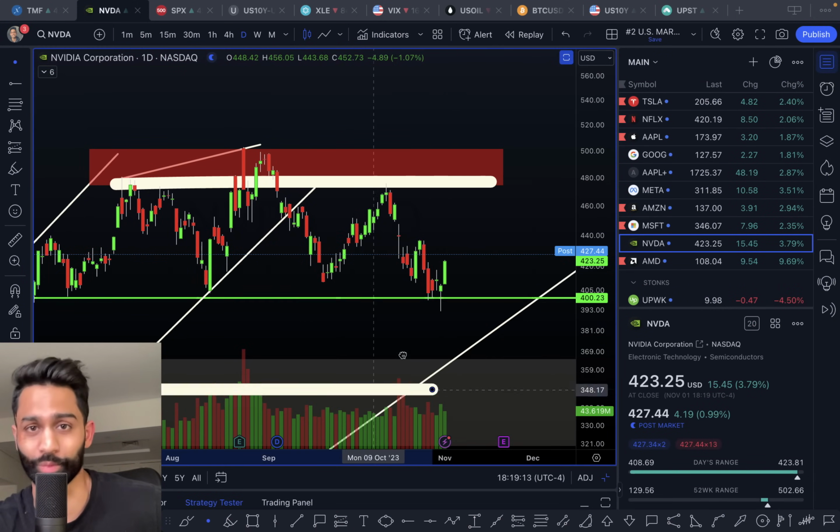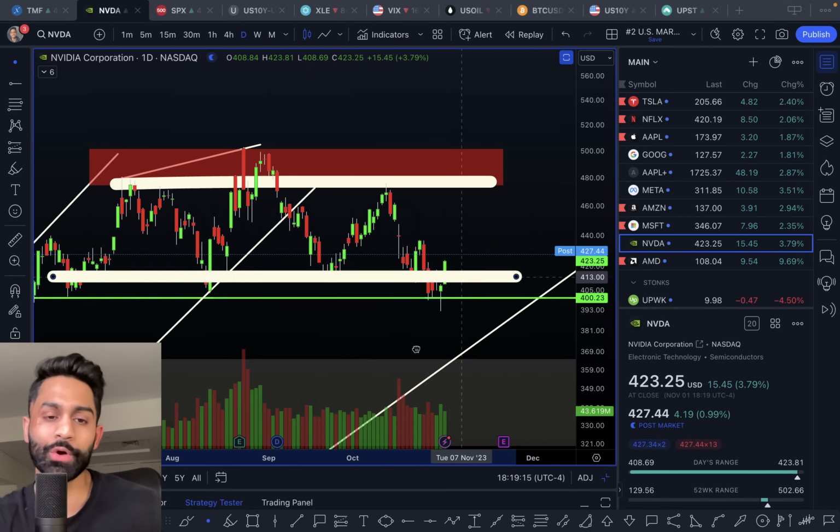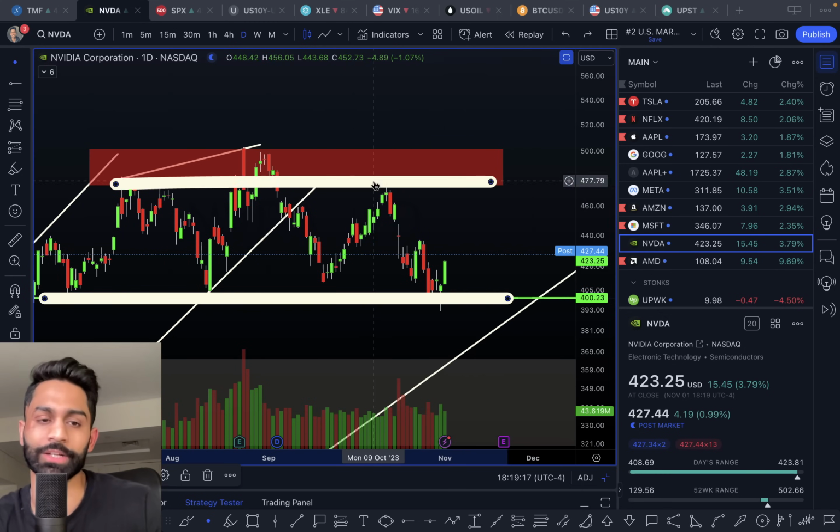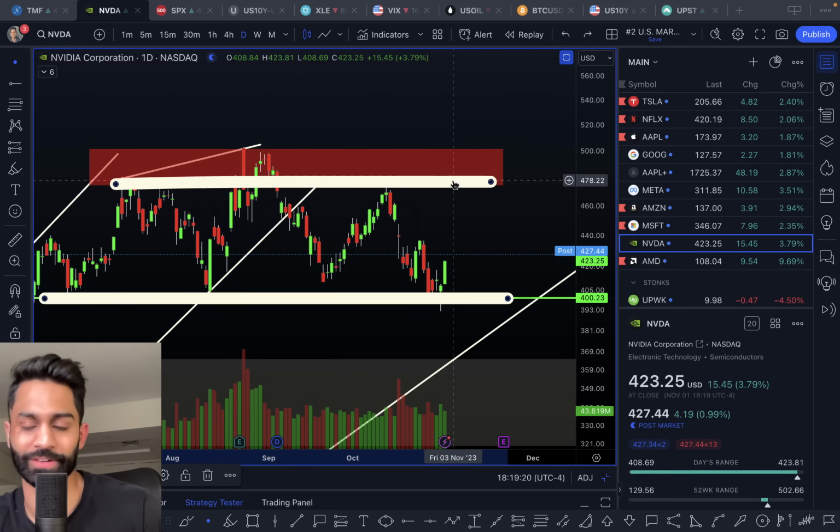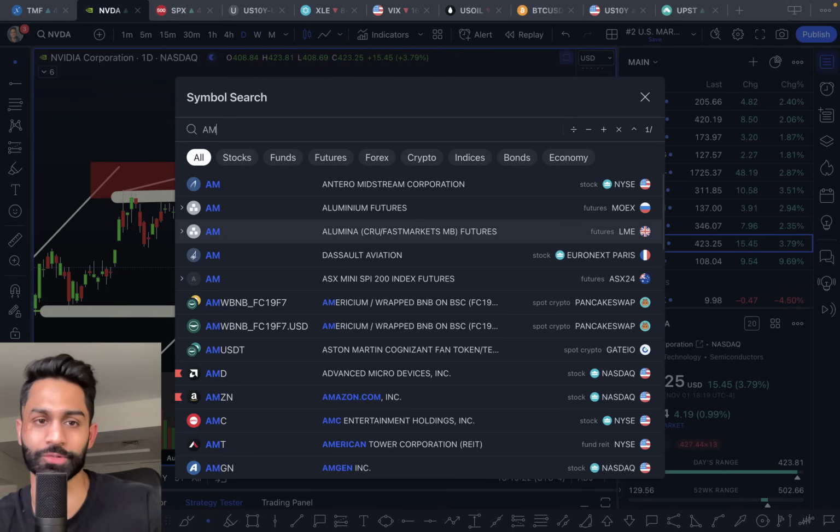So support level getting once again validated here, close to low 400s for NVIDIA. And the resistance is going to be all the way up to 478, close to $479 per share.